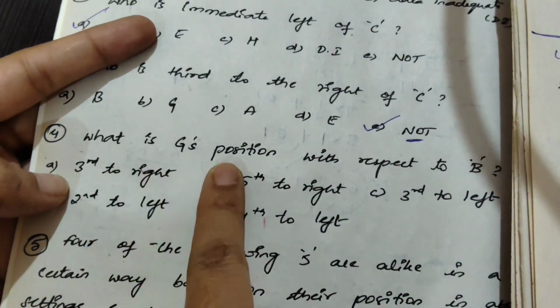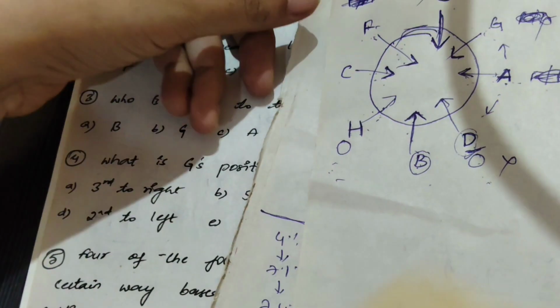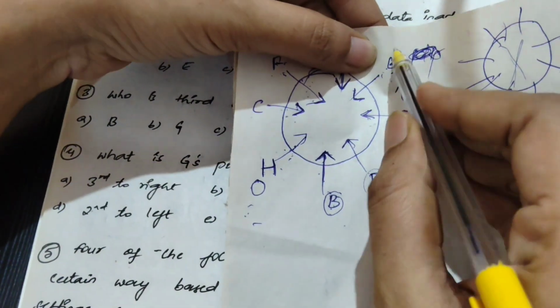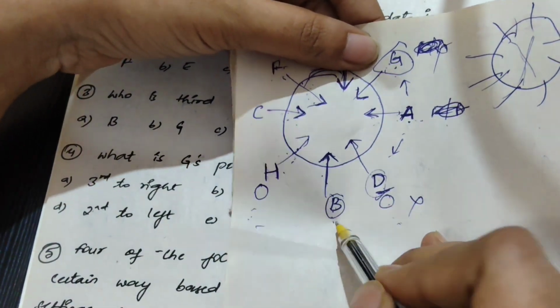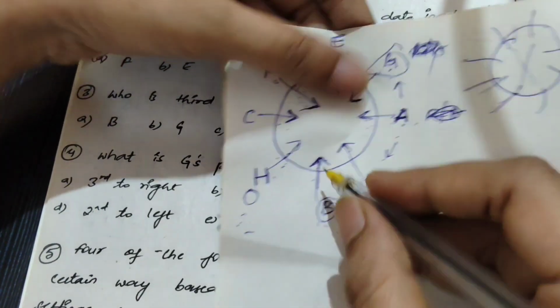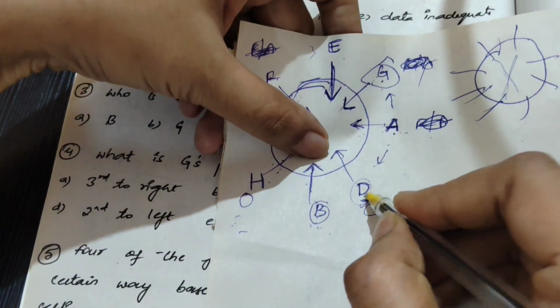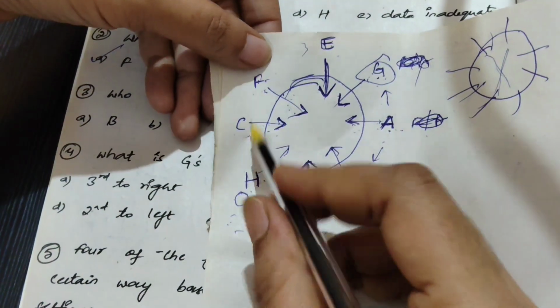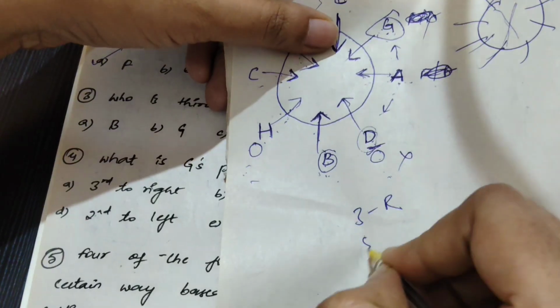Now what is G's position with respect to B? Whenever they ask this position, try to check the diagram. G's position with respect to B, that is, how is G with respect to B. If we take right of B, then it is 1, 2, 3, third to the right. If we take left, 1, 2, 3, 4, 5, fifth to the left.